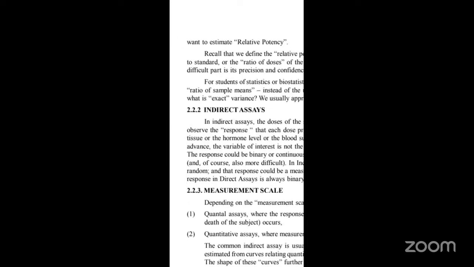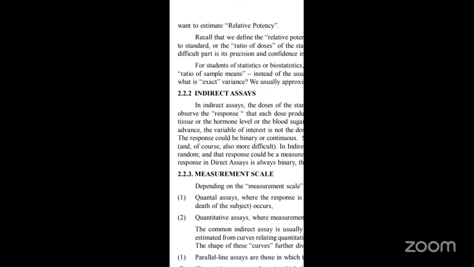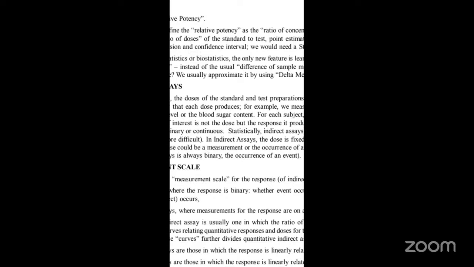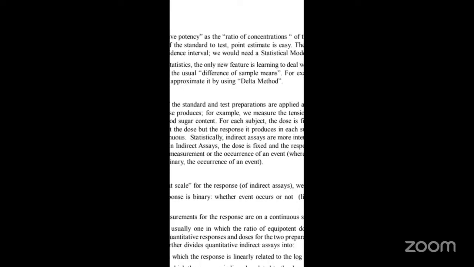We would need a statistical model. For students of statistics or biostatistics, the only new feature is learning to deal with the ratio of sample means instead of the usual differences of sample means. For example, with the exact variance, we usually approximate it by using the delta method.